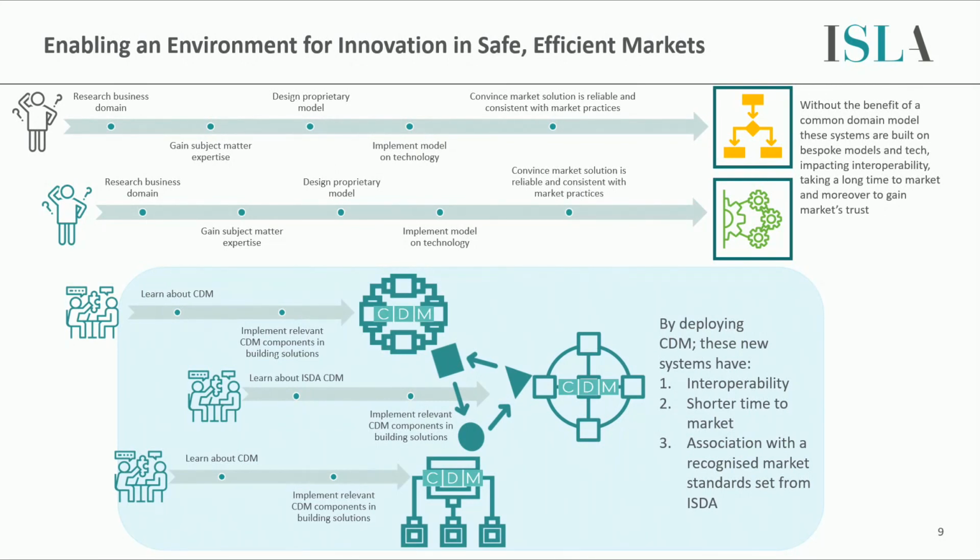Well, if we look at the top two streams, people have to research the business domain. They need to gain subject matter expertise in a problem. They need to design a proprietary model. They need to implement that model on technology, decide is it going to be in the cloud, on a DLT, whatever it may be. Then they need to convince the market that the solution is reliable and consistent with market practices. And the outcome is this system in yellow, which probably does the job.